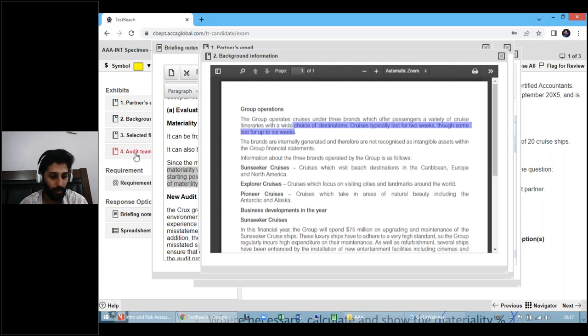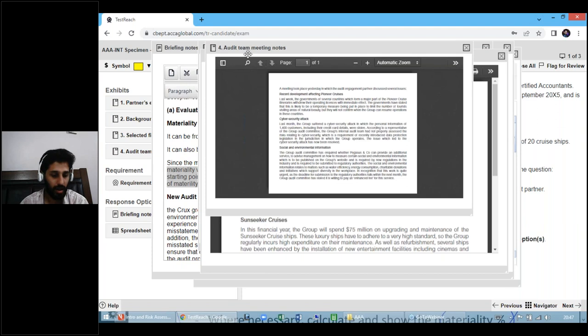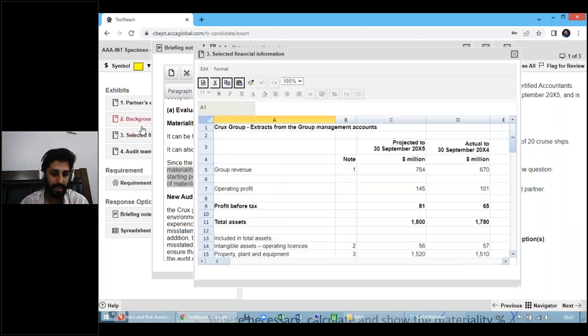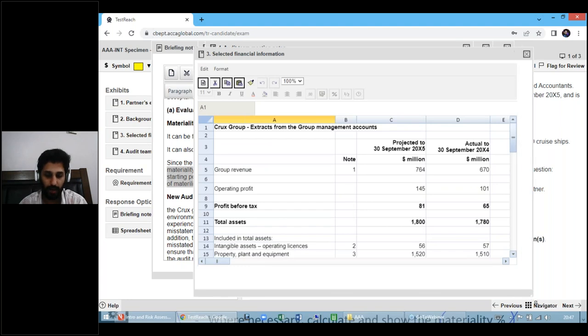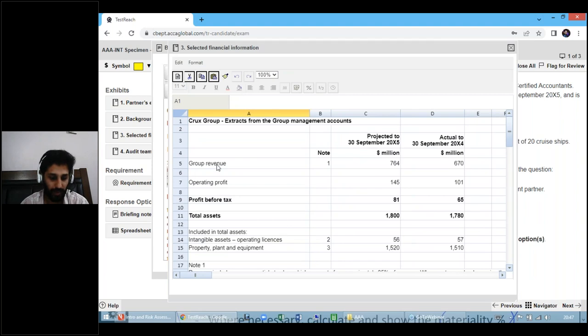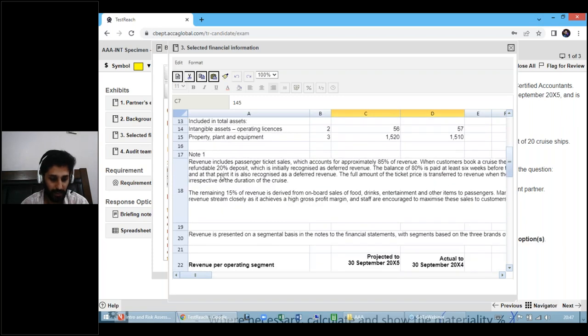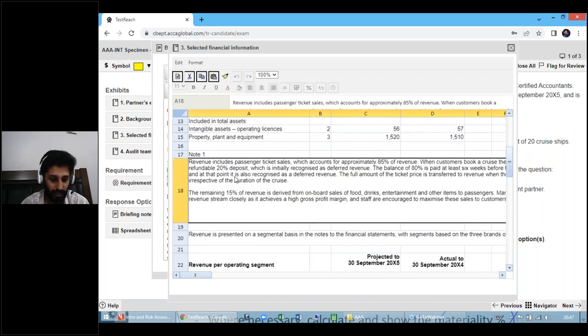Now I am opening this. You can just read out this selected file information. I'm now going to read this by scrolling down. This is the group revenue. This is the operating profit. And here something is written: revenue includes. You can just extend this. Okay, I'll adjust my window accordingly.